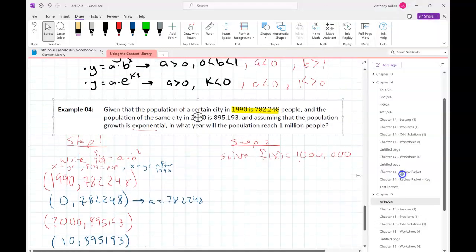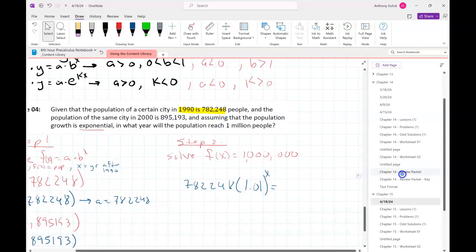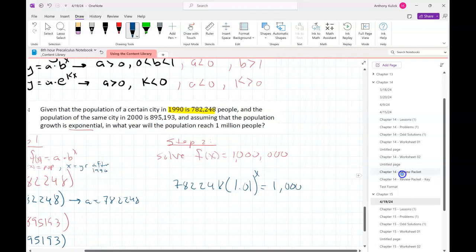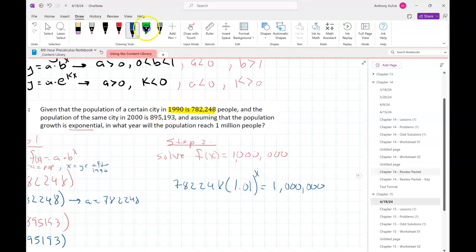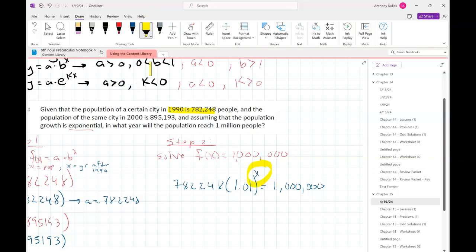So now what I'm going to be solving is 782,248 times b to the x equals 1 million. Now, who remembers from your Algebra 2 class what you need to do to get an x or a variable out of an exponent?